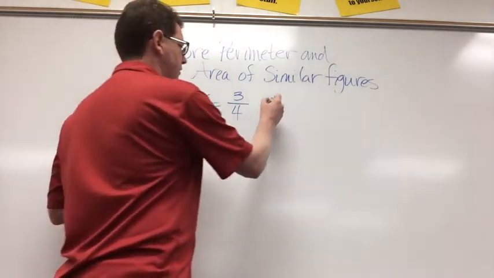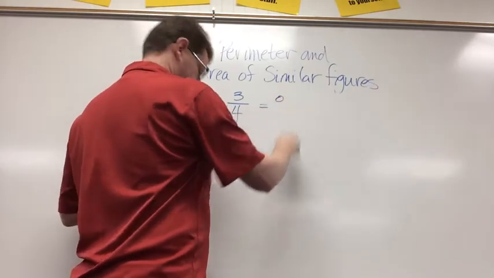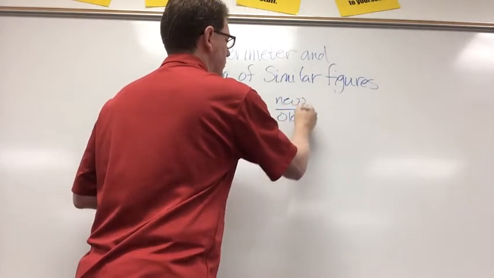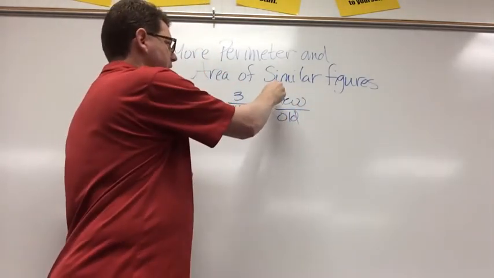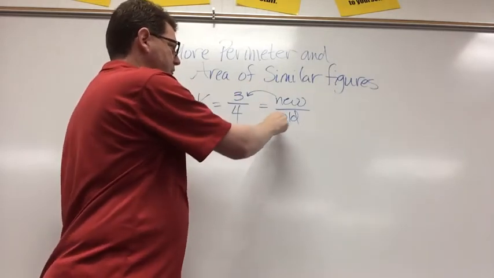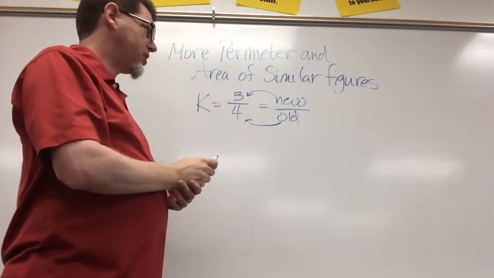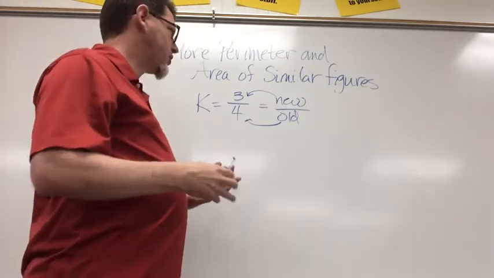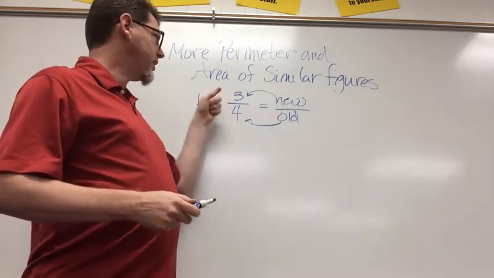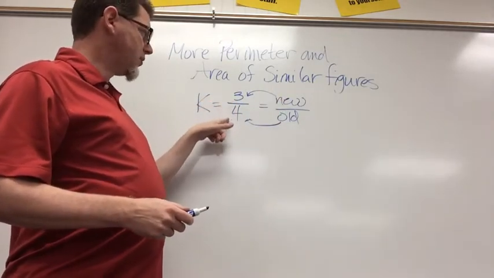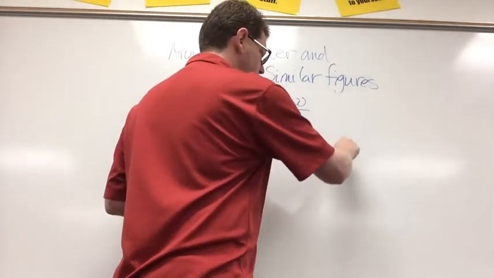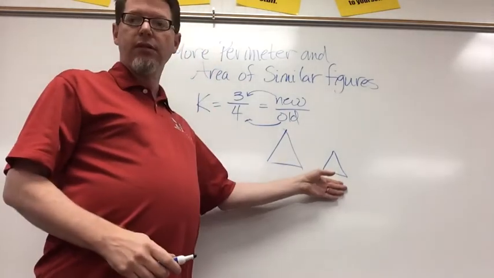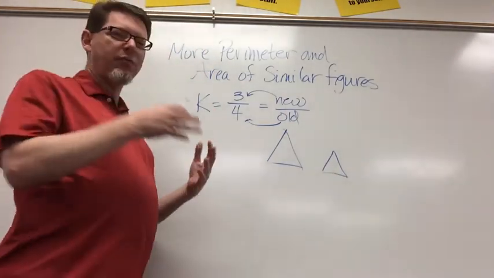Well, I know from scale factor that K is new over old. So that must mean that 3 is part of the new one and 4 is part of the old one. So what does that tell me? That tells me, I said we're going to do triangles, so I'm going to have 2 triangles, but the new one's got to be smaller than the old one. Okay, so I'm going to make a new triangle over here, and I'm going to do the old triangle over here, because old is always on the left and new is always on the right. So that means I don't have to worry about what side is what.